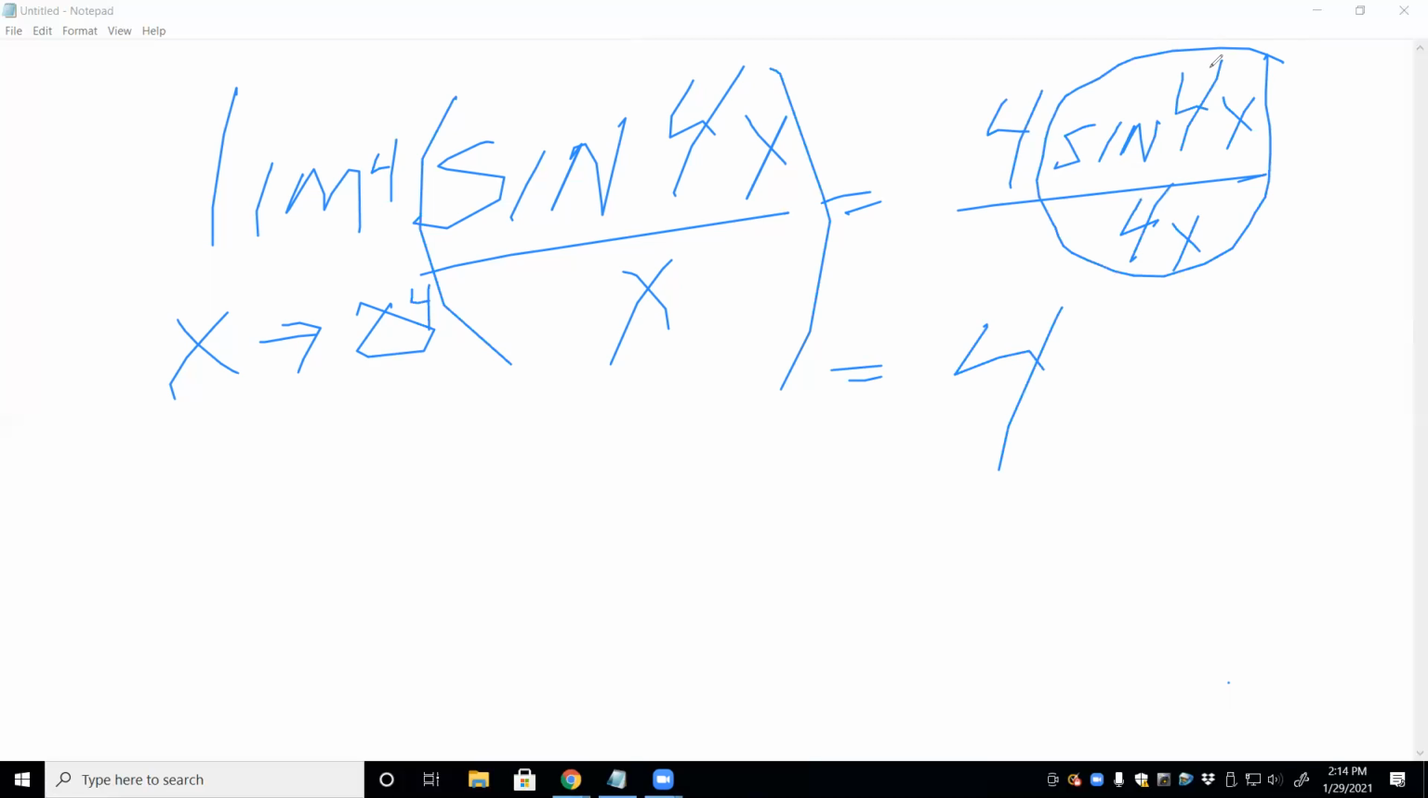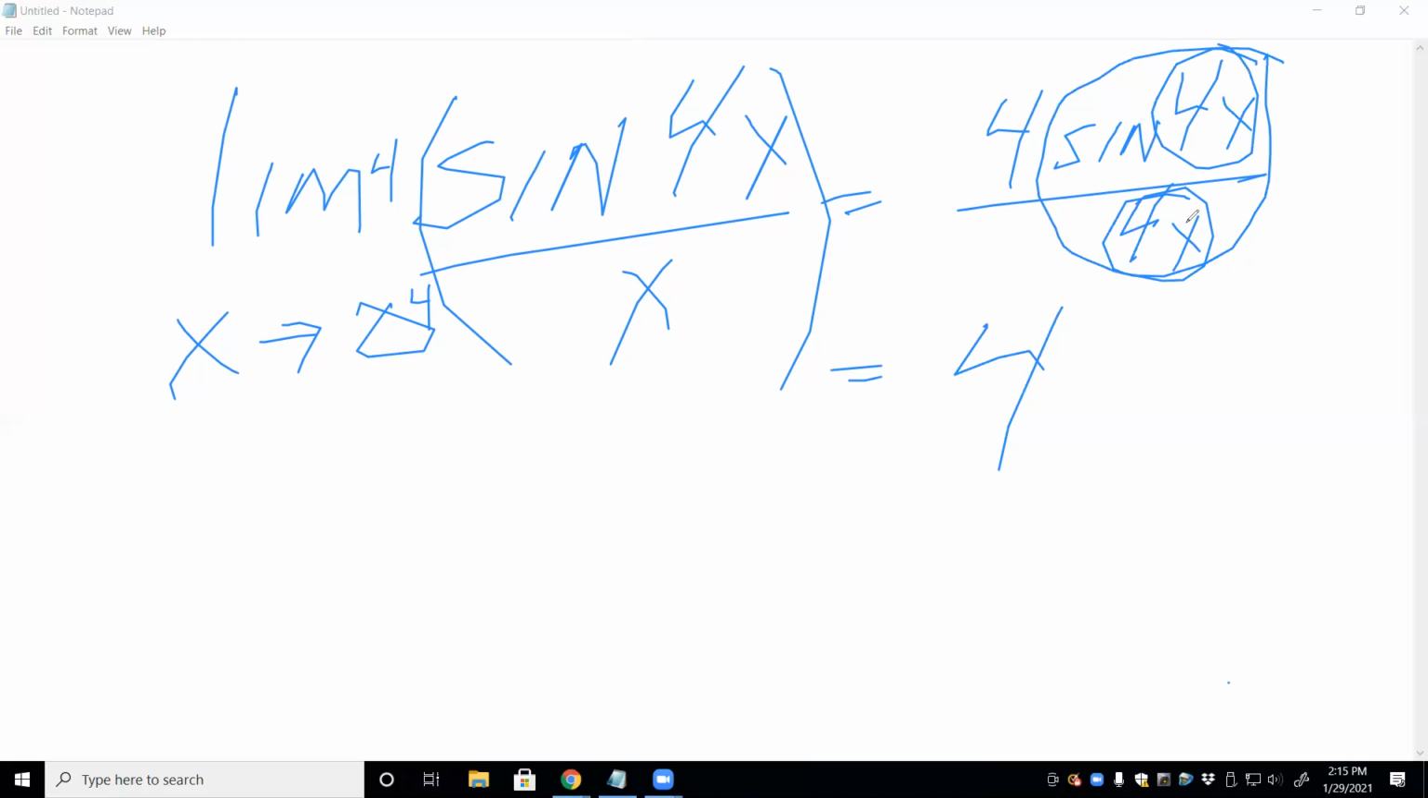In other words, it doesn't have to be x over x. It can be 4x over 4x. It's just those two things that I just circled have to be the same. And whenever you have the limit of that, in other words, the limit of sine of square root of x over square root of x is 1.